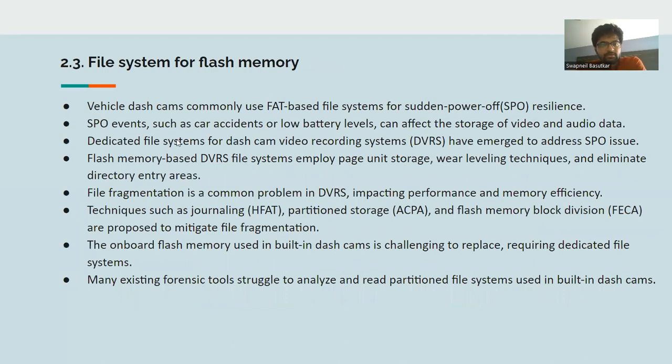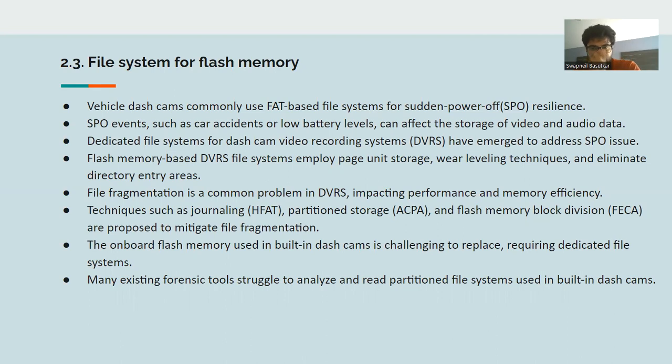Next topic is file system for flash memory. As we can see, vehicle dash cams commonly use FAT-based file systems for sudden power off, SPO, resilience. SPO events such as car accidents or low battery levels can affect the storage of video and audio data. So dedicated file systems for dash cam video recording system, that is DVRS, have emerged to address the sudden power off issue.